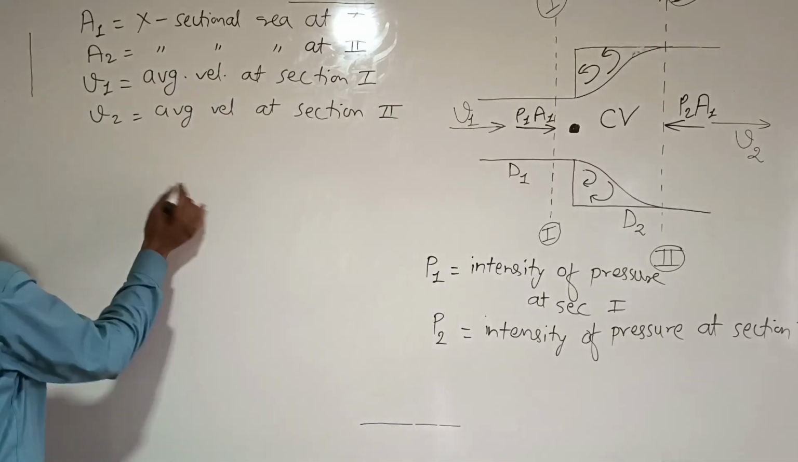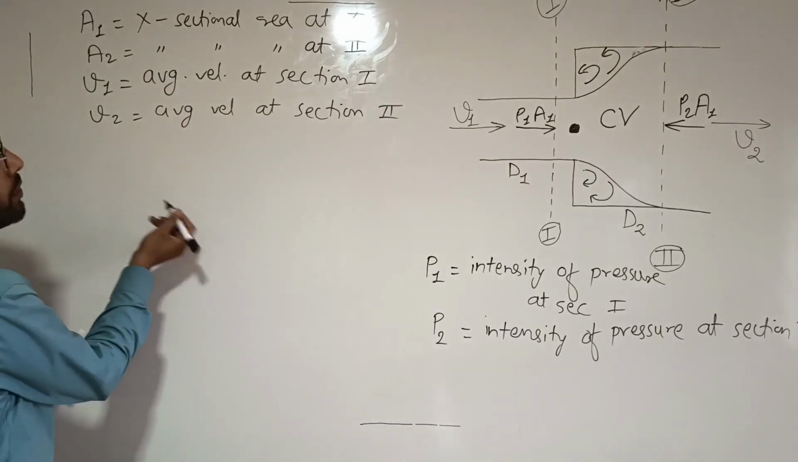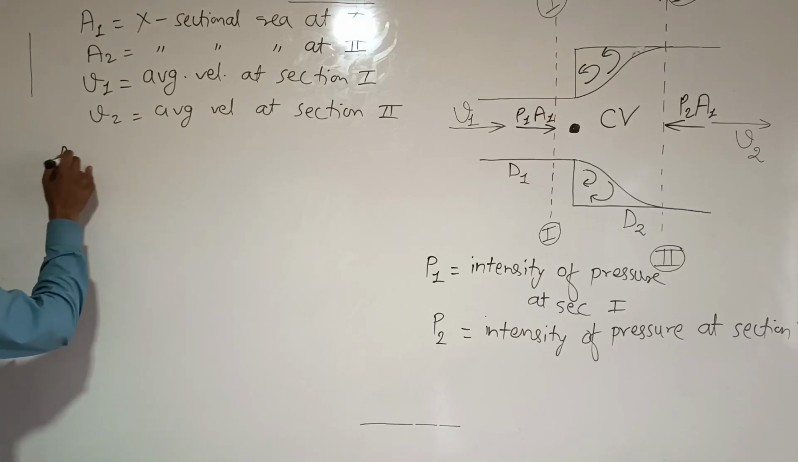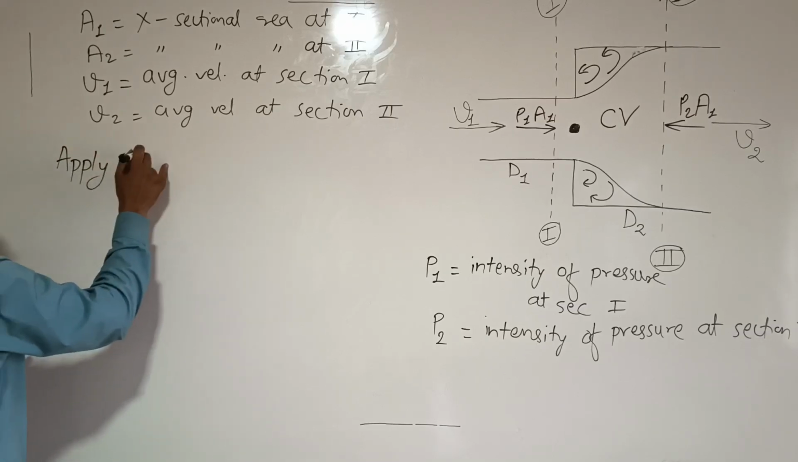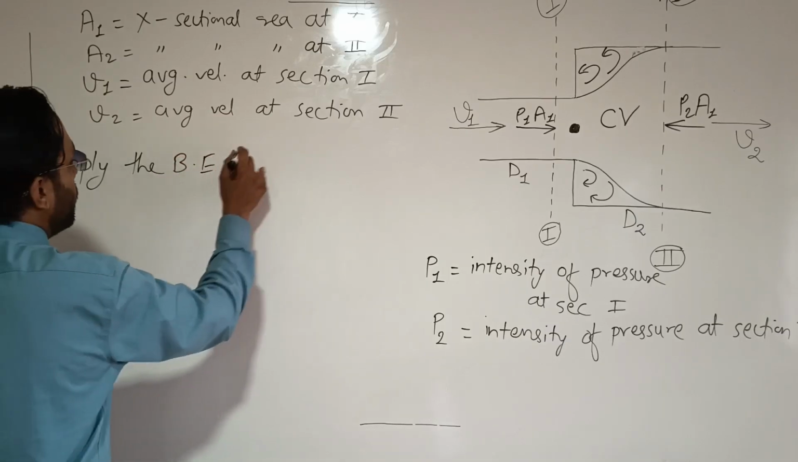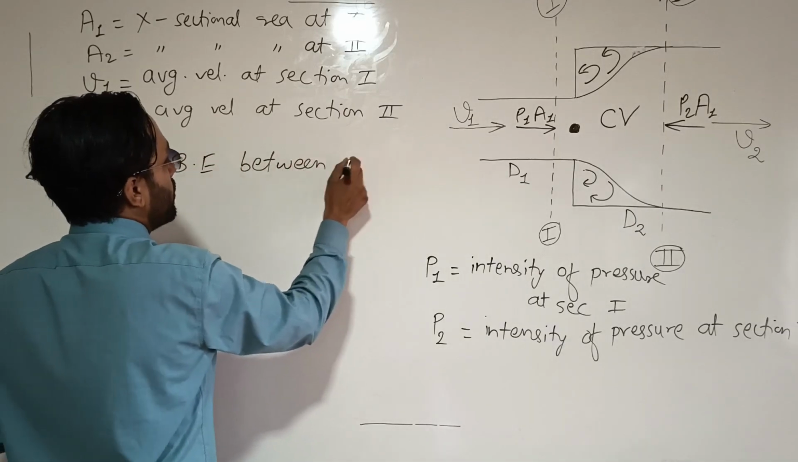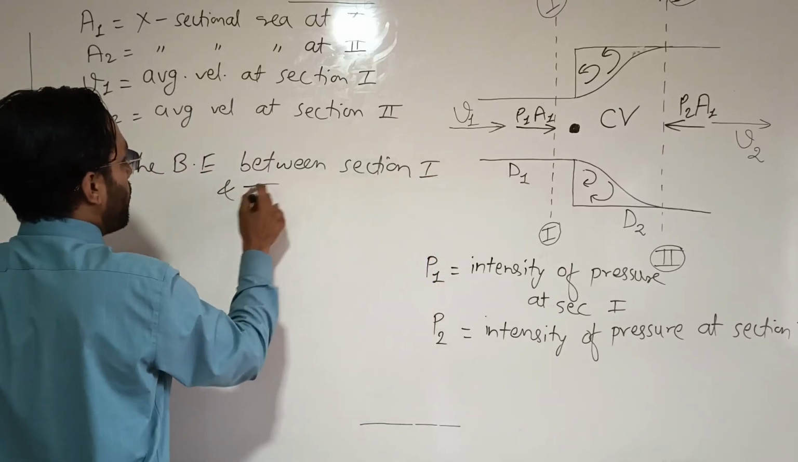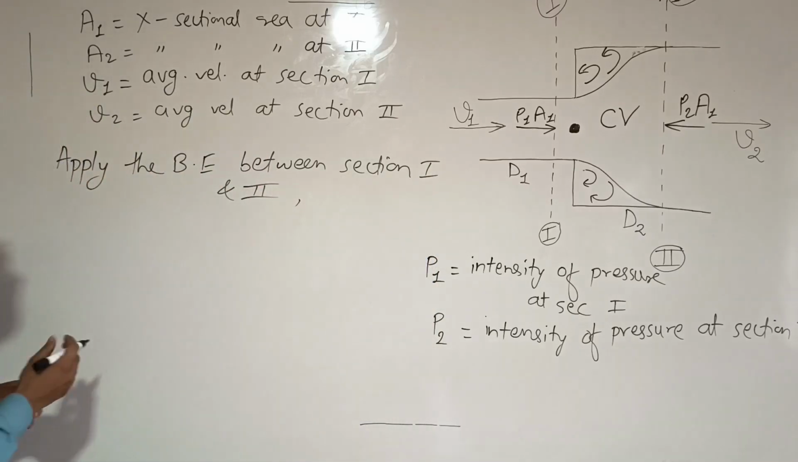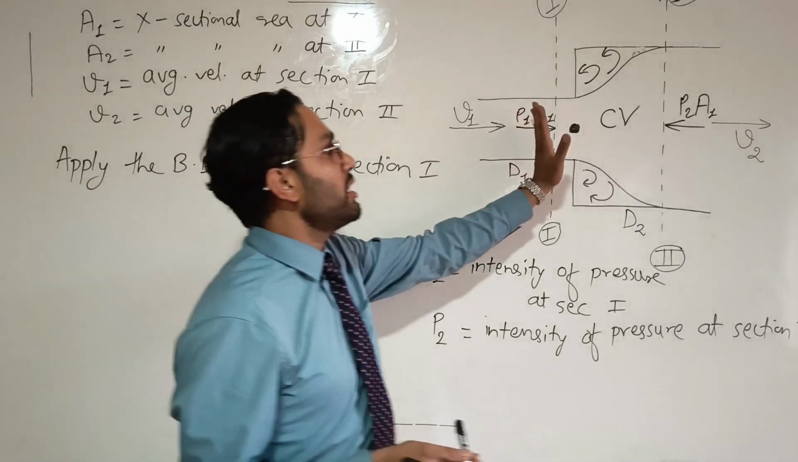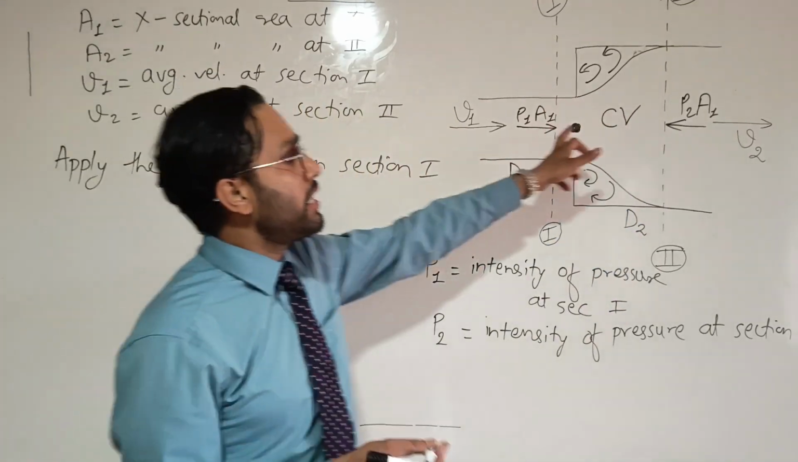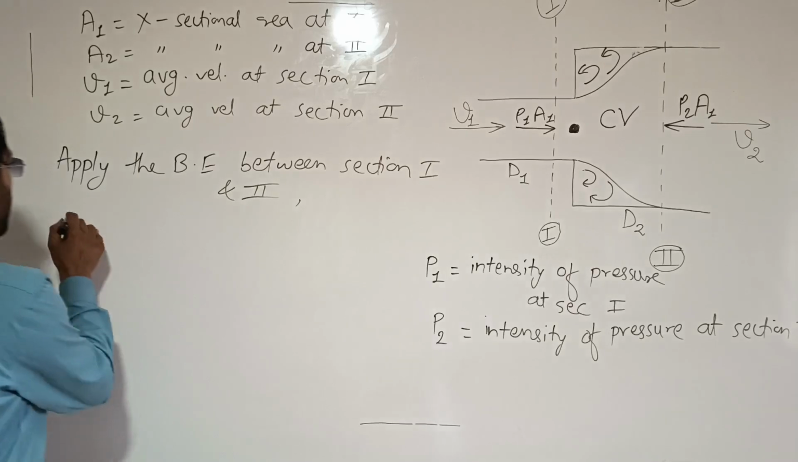Now let's apply the Bernoulli equation between section 1 and 2. Since these sections are very close to each other, the elevation can be neglected here. So let's apply the Bernoulli.